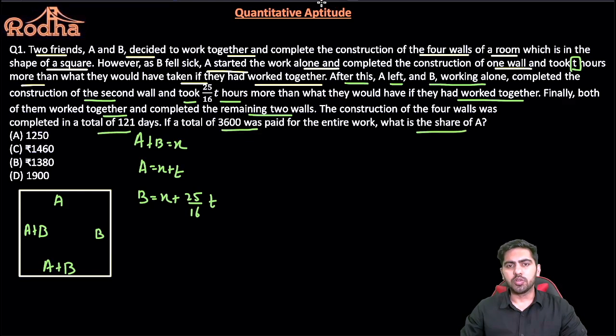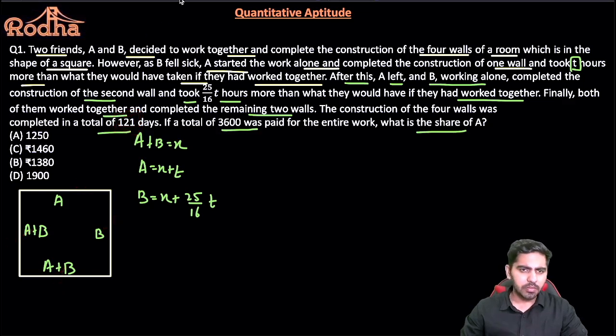All right. So to get to the share of A, I need to find the efficiency of A. And to get to the efficiency of A, I need to find the number of days taken by A and B alone, right? So my first challenge is how do I figure out the number of days taken by A and B alone? To help me with that, they have given me 121 days are taken in total for all the four walls combined. All right.